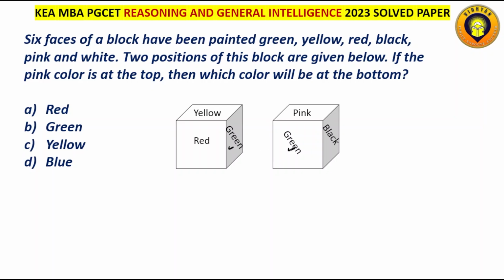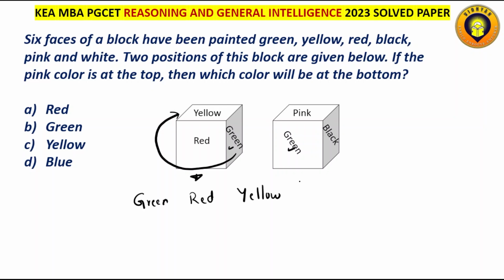Okay. Now what you have to do? Let us consider this block first. Since green is the common color, let us take green as the starting point. Now you have to write these colors in the clockwise direction. That means if you see in the clockwise direction, then after green it will be red, then after red it will be yellow. Okay, you have to write it in the clockwise direction.